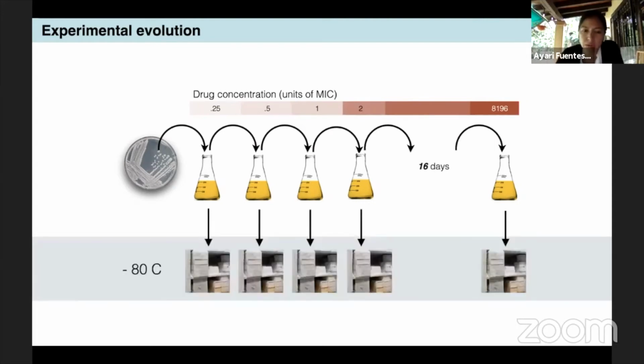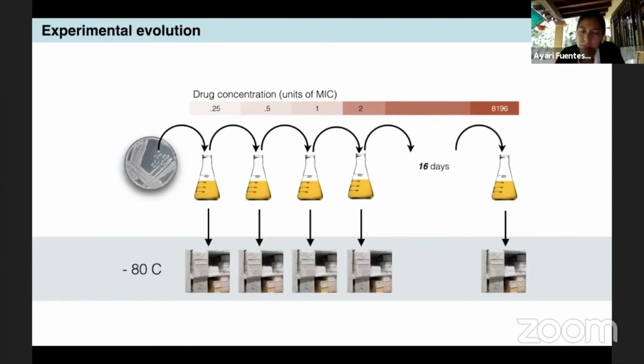This is really nice because what we can do is put samples in a big fridge at minus 80 centigrade, and that means that we will have frozen samples of everything. So we can go back and actually see what happened within every day.